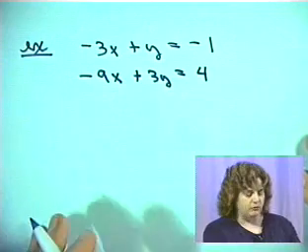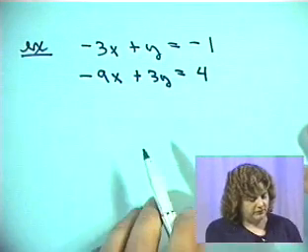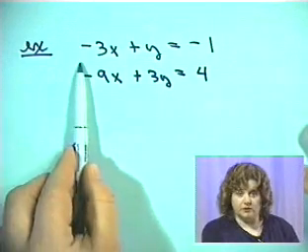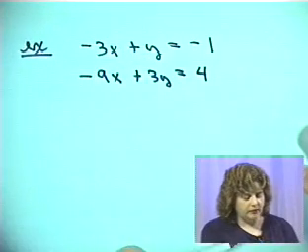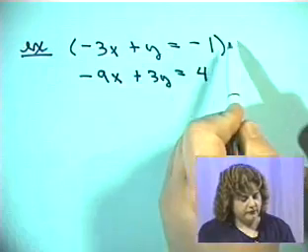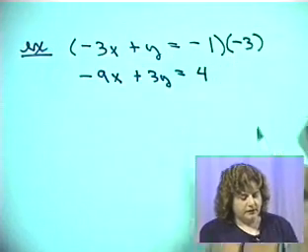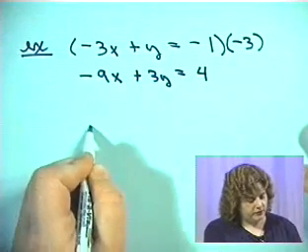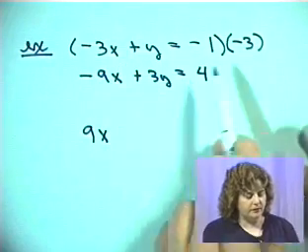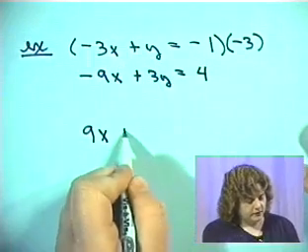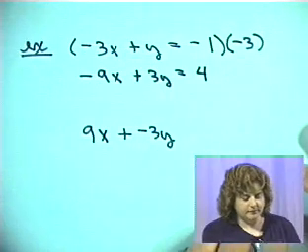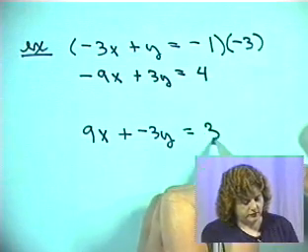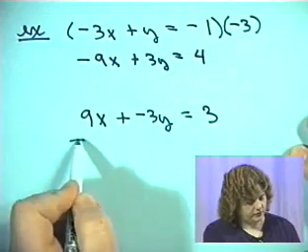Our first step is to multiply with a strategic view toward the second step of adding. Well, if I could have a positive 9x here, when I added these up, the x's would go away. So I can do that if I multiply the first equation by a negative 3. So let me do that and rewrite the equations. Negative 3 times negative 3x will give us 9x. Negative 3 times y will give us negative 3y. And then negative 3 times negative 1 will give us a positive 3. Our second equation we'll just copy over.